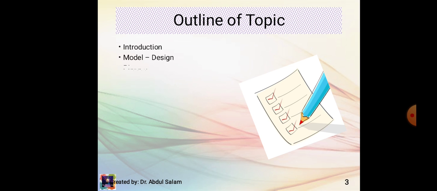The outline of the topic includes introduction, then model design, phases, application, advantages and some disadvantages.